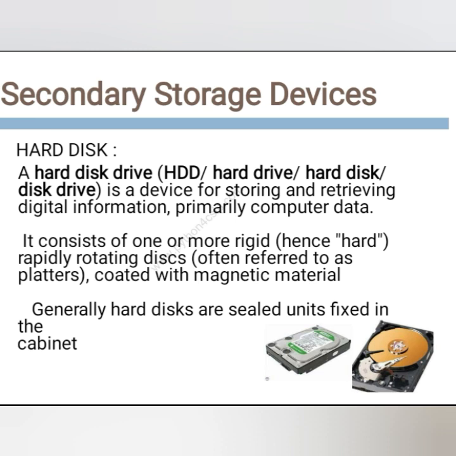Then we can see more about hard disk. Hard disk is also known as hard drive or disk drive. That is a device for storing and retrieving digital information, primarily computer data. It consists of one or more rigid, rapidly rotating disks coated with magnetic material. Generally, hard disks are sealed units fixed in the cabinet. So this is the picture of a hard disk.